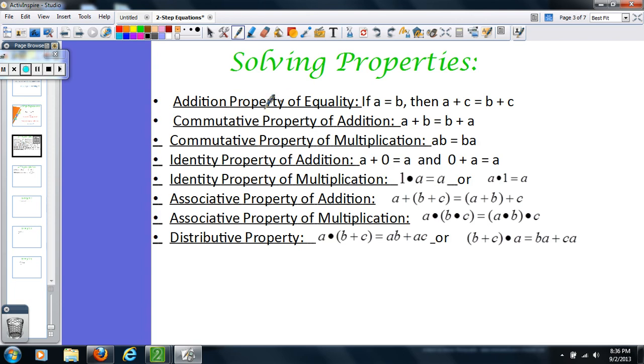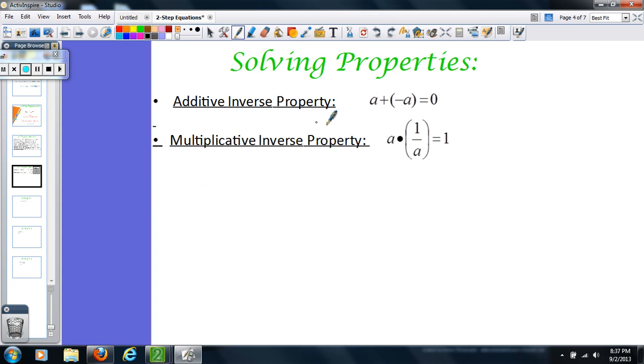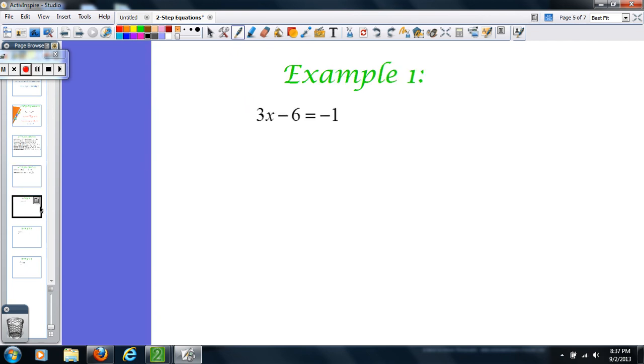Here are our properties again. You've got the addition property of equality, the commutative property of addition. These are all the same as what we dealt with the other day. You have the additive inverse property and the multiplicative inverse property as well. So for example 1, you have 3 times x minus 6 equals negative 1. Now again, whenever you're solving, you're doing PEMDAS backwards, so I'd want to get rid of the minus 6 first.